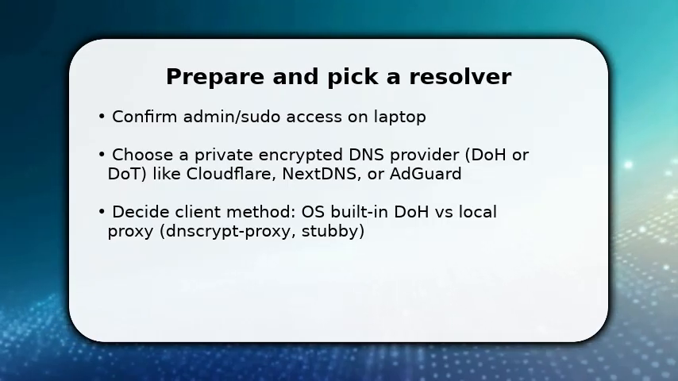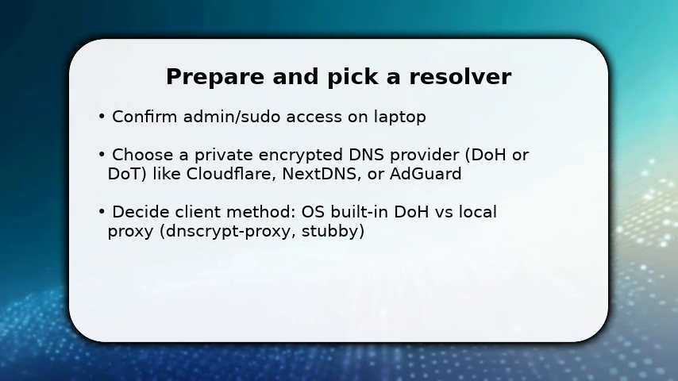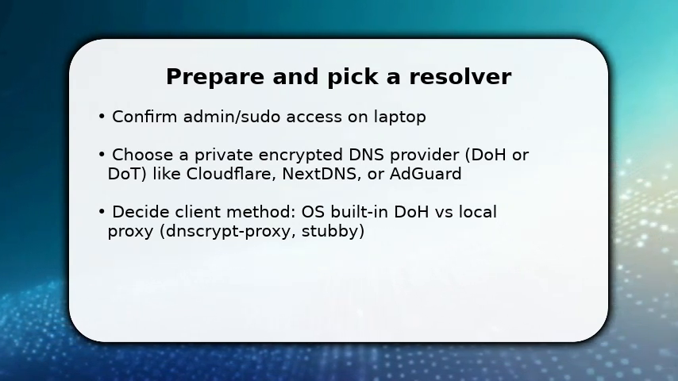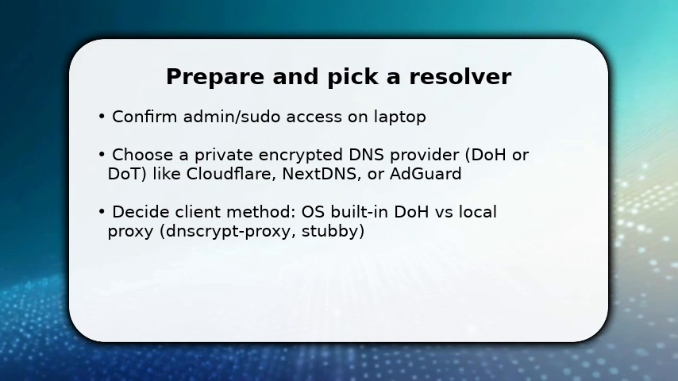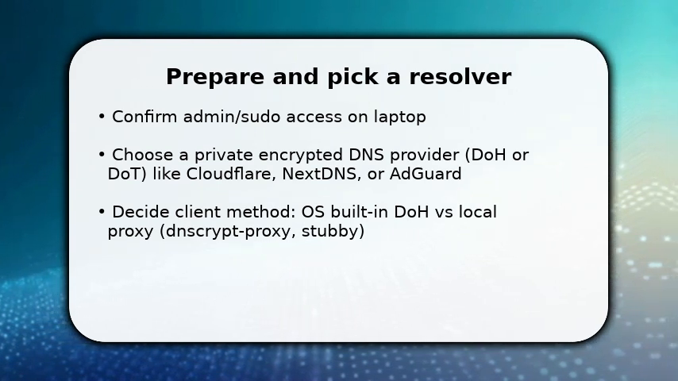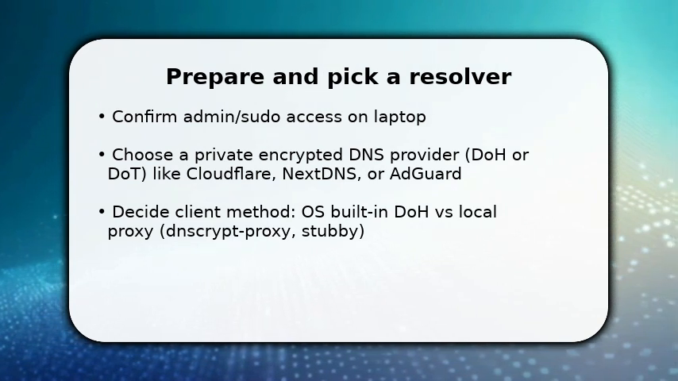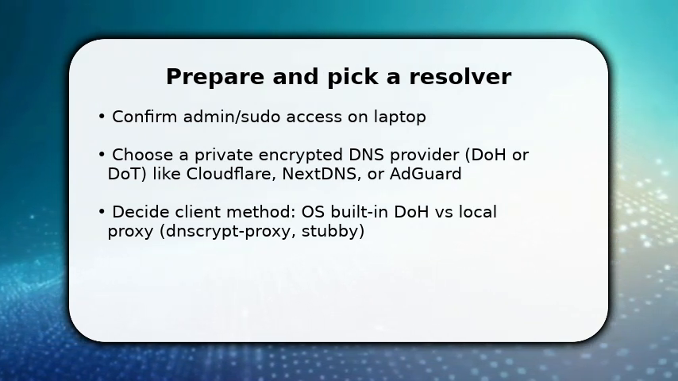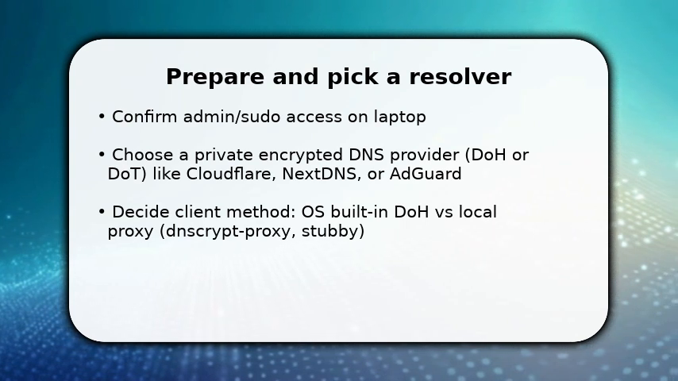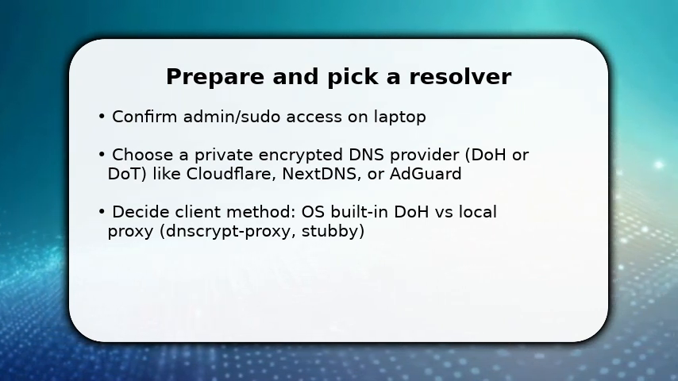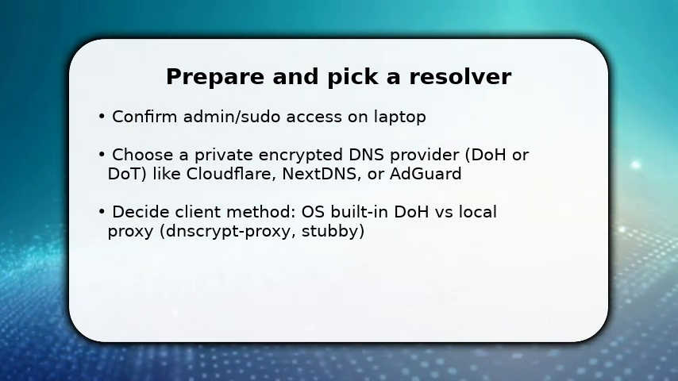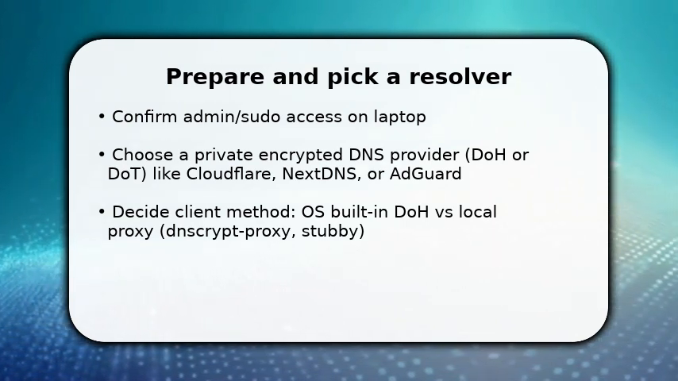You start with two essentials: admin rights and a chosen encrypted DNS provider that supports DoH or DoT. Once decided, pick the client method, the OS built-in encrypted resolver for simplicity, or a local proxy like DNSCrypt proxy for full control. Make sure you've downloaded the provider's DoH/DoT endpoint details and any required config files.